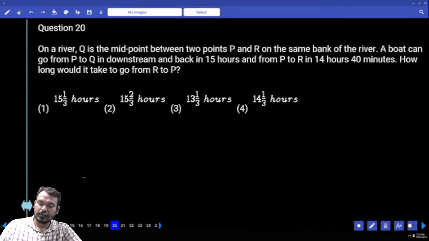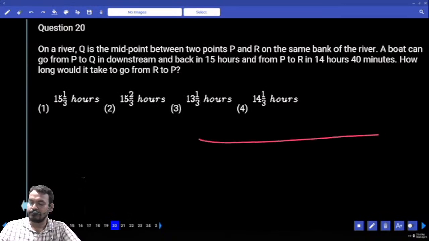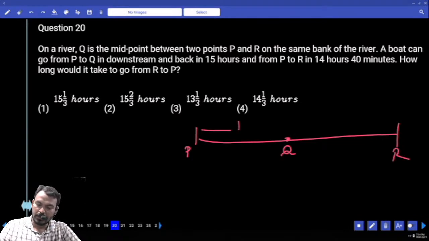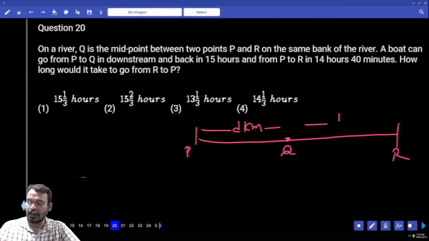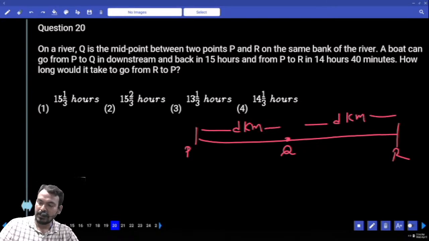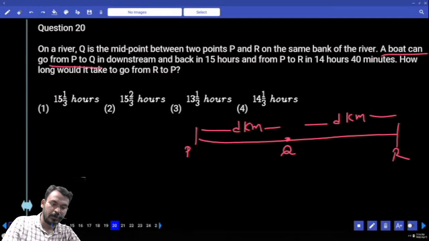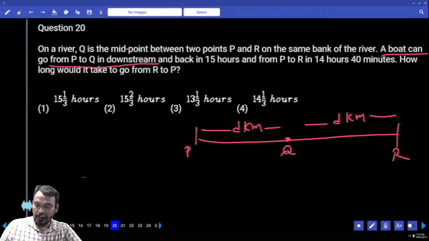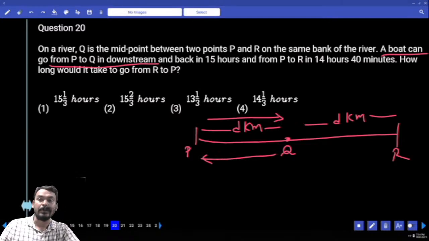First of all, Q is the midpoint of which points? P and R. It means Q is exactly the midpoint, or not? Suppose P and Q is d kilometers. P and Q is d kilometers. Q to R is also d kilometers, or not? And what is the point here? A boat can go from P to Q downstream and back. And back means Q to P. How much time is taken? 15 hours.